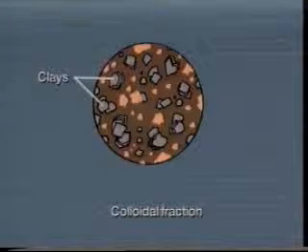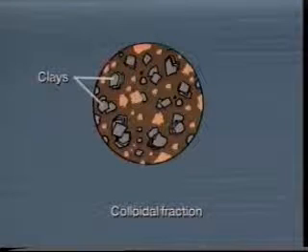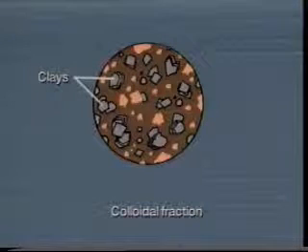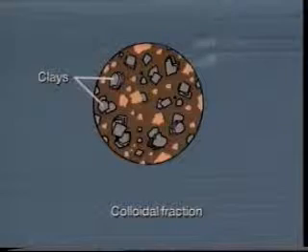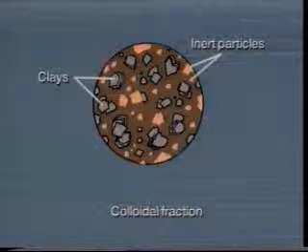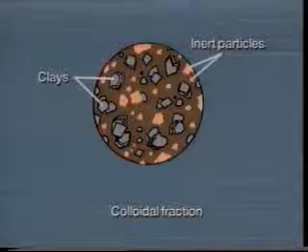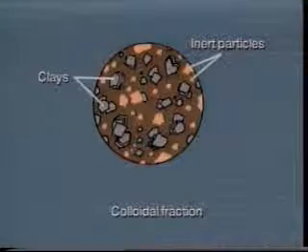The colloidal fraction consists of the small reactive clay particles that hold part of the liquid phase within their structure and improve the viscosity and gel strength properties of the mud. Inert solids include weight-increasing additives as well as the drilled solids picked up from the drilling process.